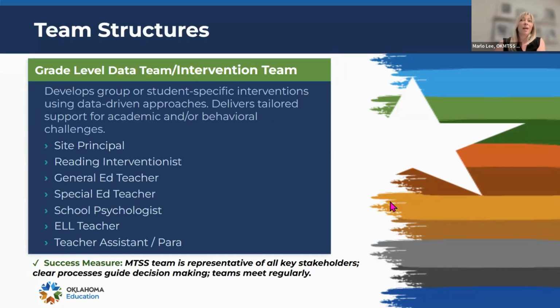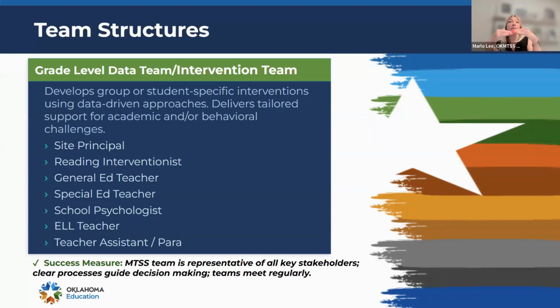And then the last one is grade level data teams, or even a separate intervention team if needed. They develop group or student specific interventions using data driven approaches. So this is where they look at the progress monitor data, the screener data, and make decisions at the student level. So do you see, you're the district leadership team, they're making like systems level decisions, creating the vision, making sure we have the resources and the time and the professional development, the training, those kind of things, making sure things are put in the calendar for the rest of the year.